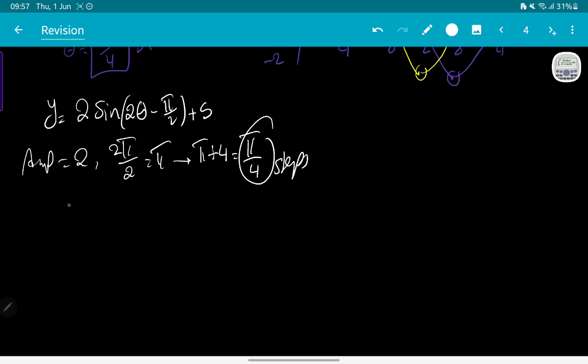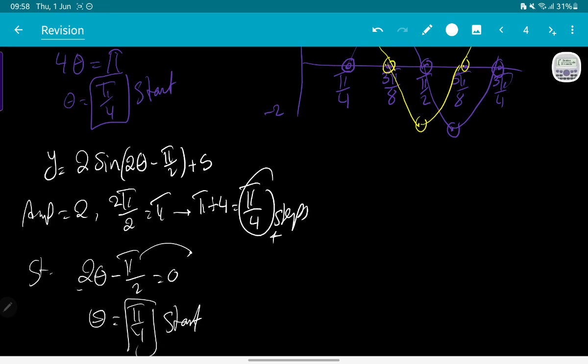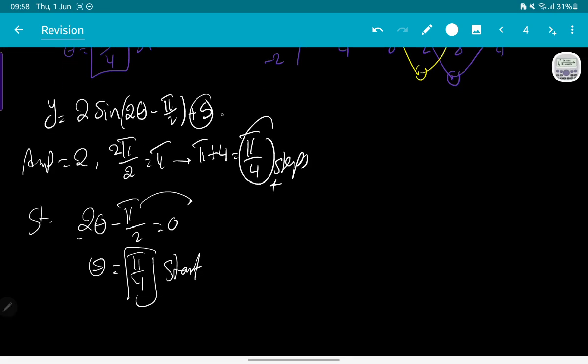To find the start, which is the phase shift, 2 theta minus pi over 2 equals 0. So theta equals pi over 2 divided by 2, it's pi over 4. And this is the start, and this is to be added to find the next steps. But we have here plus 5. It means that the graph will be shifted up by 5 units. So instead of graphing here at 0, we need to move 1, 2, 3, 4, 5 and graph.